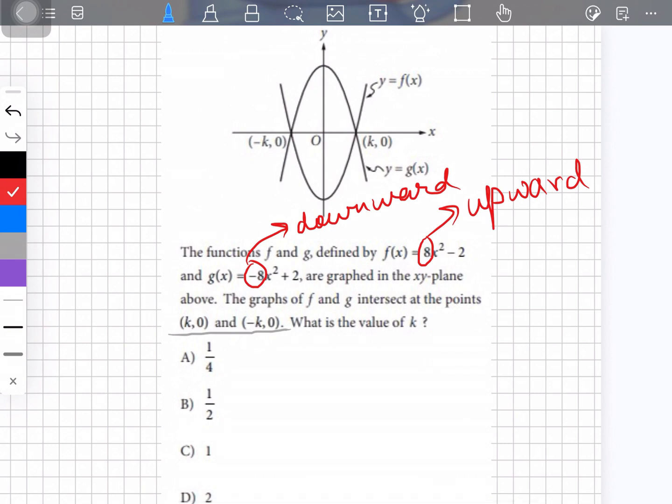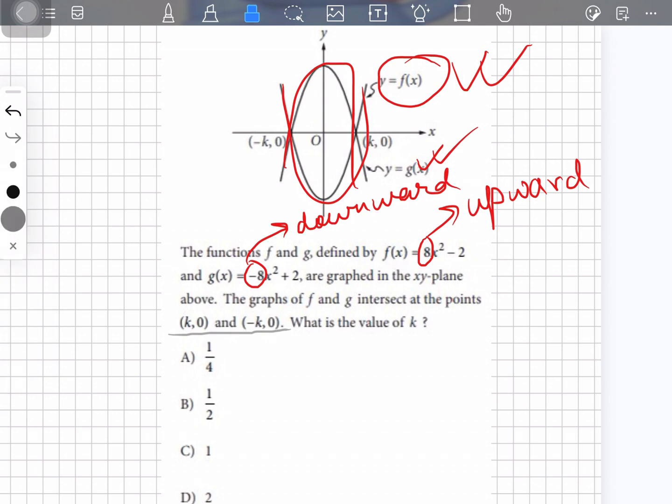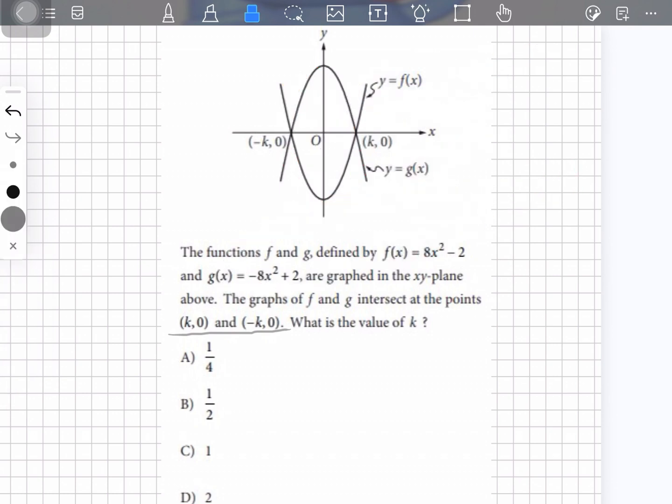So f of x should be upward. This is f of x. It definitely is upward, so that checks out. And then g of x, this one, is downwards. So obviously that too checks out for us. So that's just additional information if you didn't know. Now let's get back to the real question.